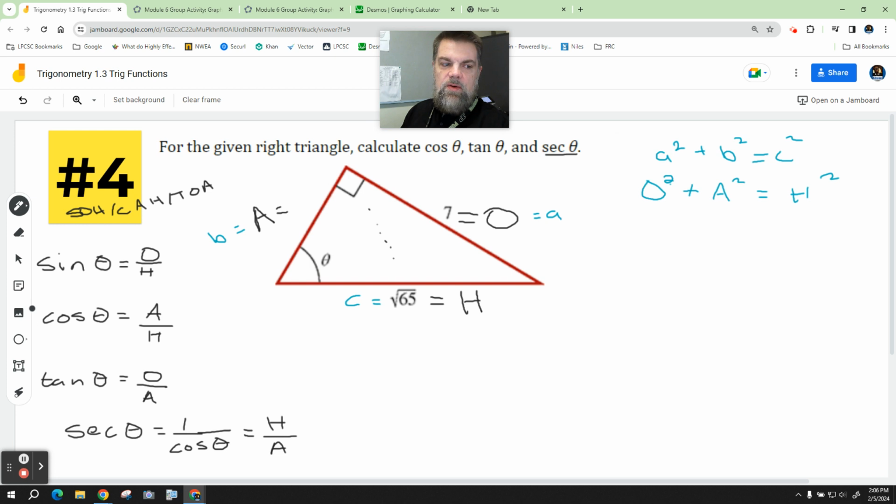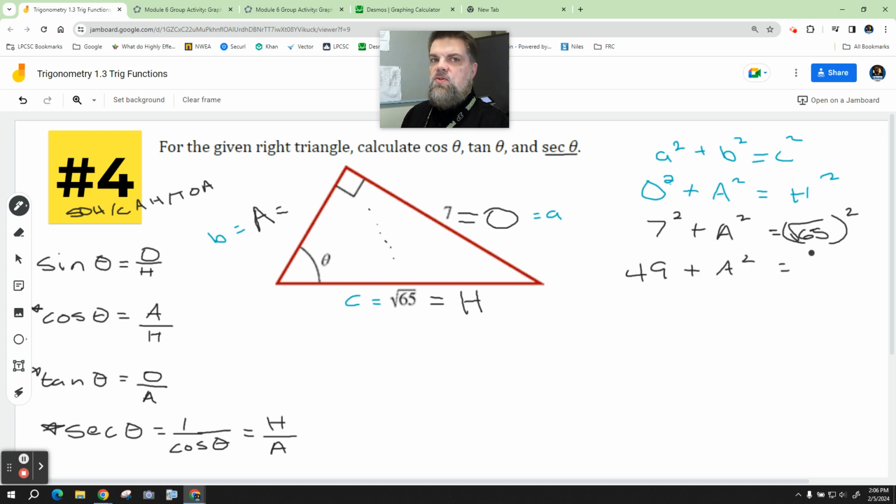Well, if you notice, in all the ones that we need to find, we need the adjacent. So we're going to plug the numbers in. The opposite is 7, right? Squared. The adjacent, I don't know what that is. That's squared. And then the hypotenuse is the square root of 65. All of that squared. What's 7 squared? 49. I don't know what a squared is yet. Now, what happens when you square a square root? Yeah, it's just the base. So this just becomes 65.